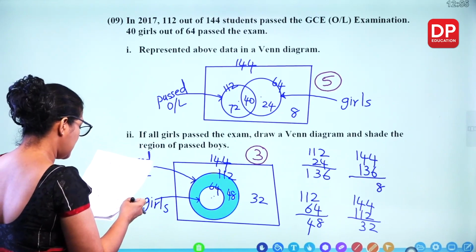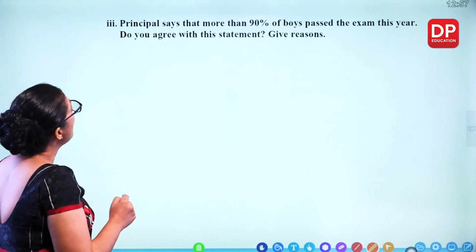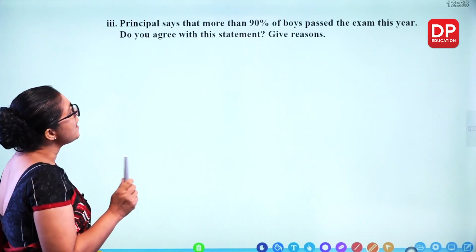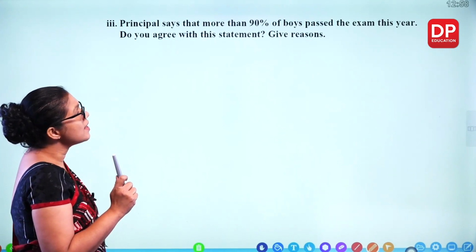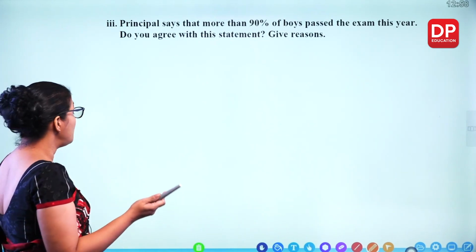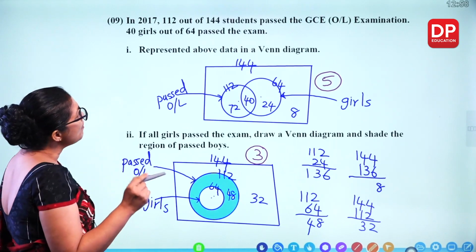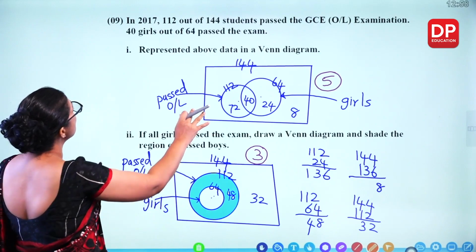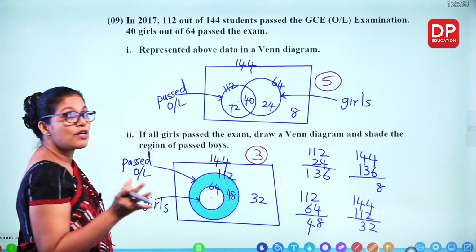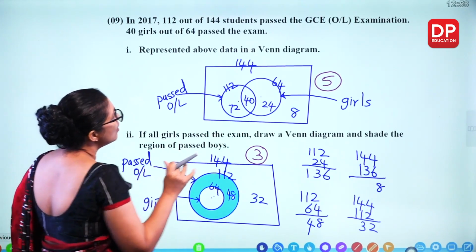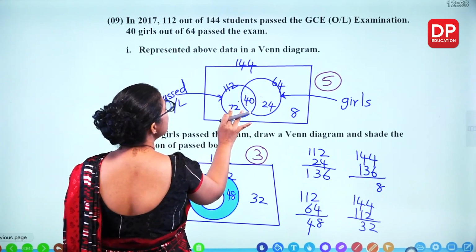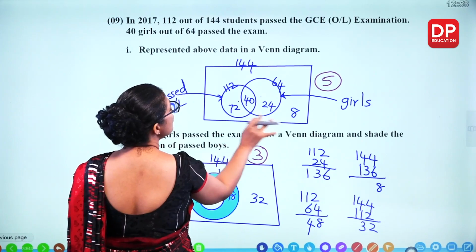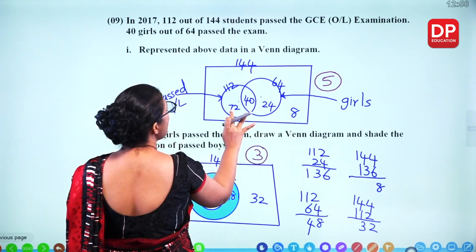And let's look at the next part. Principal says that more than 90% of boys pass the exam this year. Do you agree with this statement? Give reasons. So we'll see how many boys passed. So you have to refer to this initial Venn diagram. So this is girls. So outside the girls circle, that means 72 and 8. That's 80 boys are there.